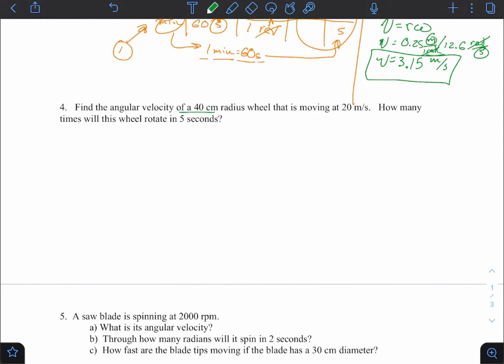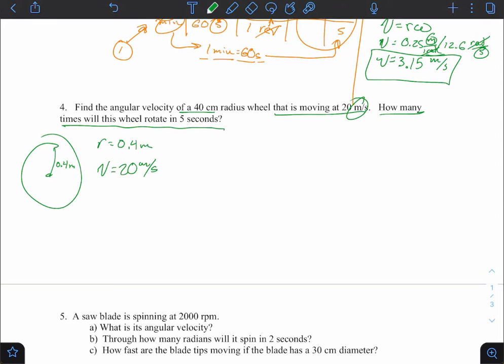Find the angular velocity of a 40 centimeter radius wheel. So radius is 0.4 meters. I'm always converting that to meters. If I see centimeters, I'm getting rid of it immediately. 0.4 meters. That's moving at 20 meters per second. So that's our linear velocity because it's in meters per second. Always use your units as a hint. Always, always, always.